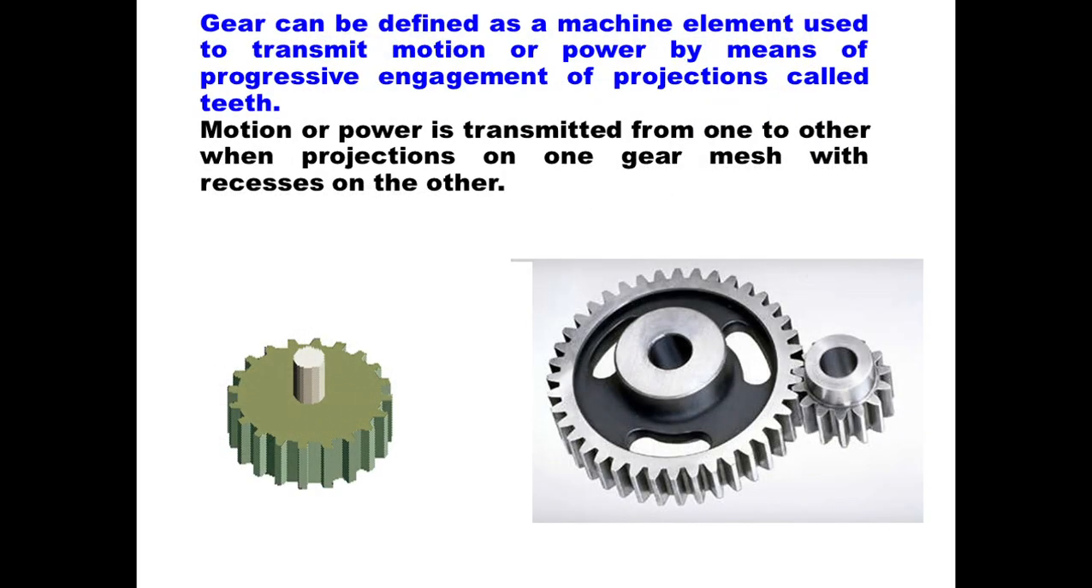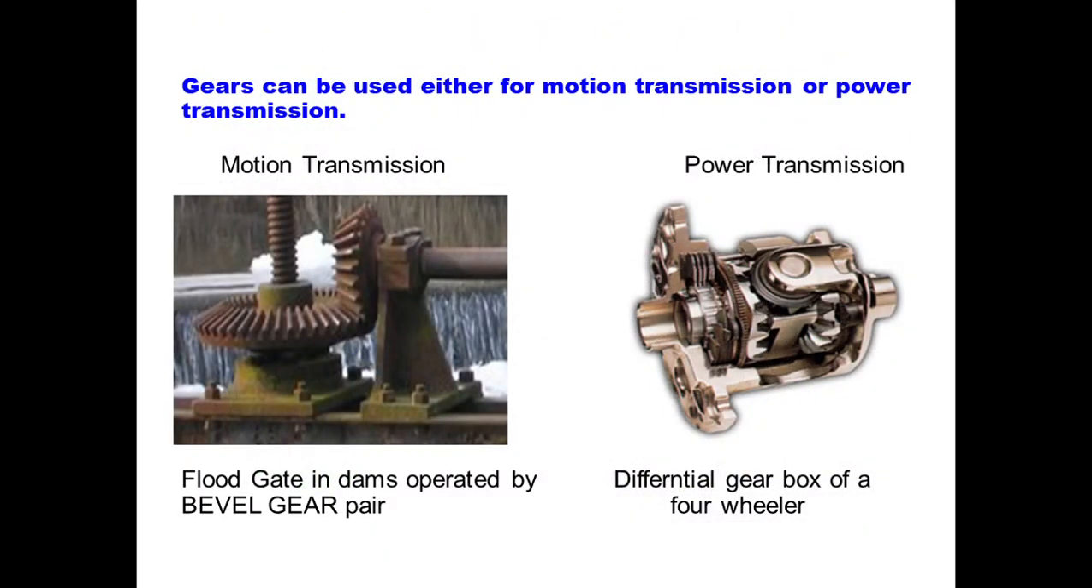Gears can be defined as a machine element used to transmit motion or power by means of progressive engagement of projections called teeth. Motion or power is transmitted from one gear to another when projections on one gear mesh with recesses on the other. So there is a meshing that occurs. You must have seen this even in your turning gear. When we engage the turning gear to turn the engine before starting the main engine, we are just engaging the gears so that it drives the engine. Now gears can be used either for motion transmission or power transmission.